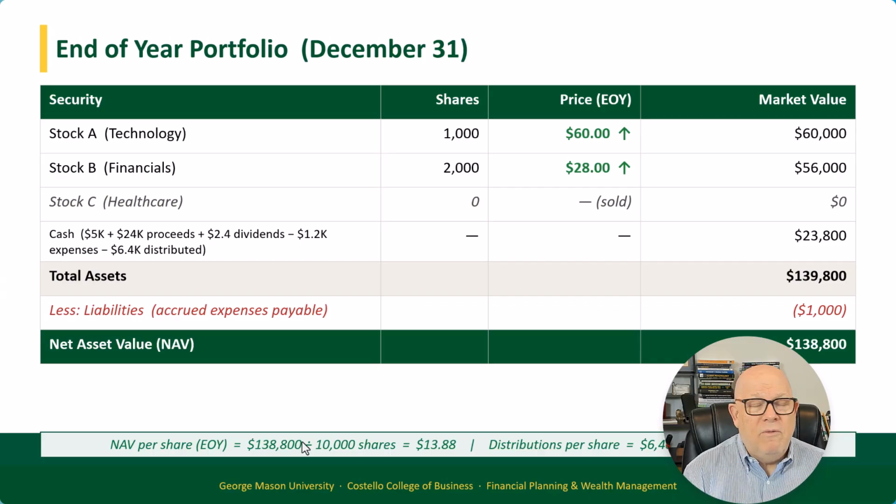So our net asset value in total is now $138,800. And let's say we did not issue new shares or redeem shares during the year. So we still have 10,000 shares outstanding. So our net asset value is now $13.88.